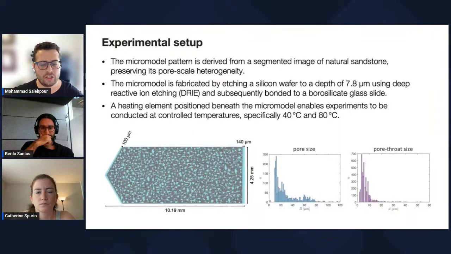And a characteristic of this microfluidic is the channels at the inlet and outlet, which have widths of 140 micron and 100 micron, which are larger than the median pore size of this microfluidic, which is about 40 micron, and the median pore throat size of about 10 micrometer.